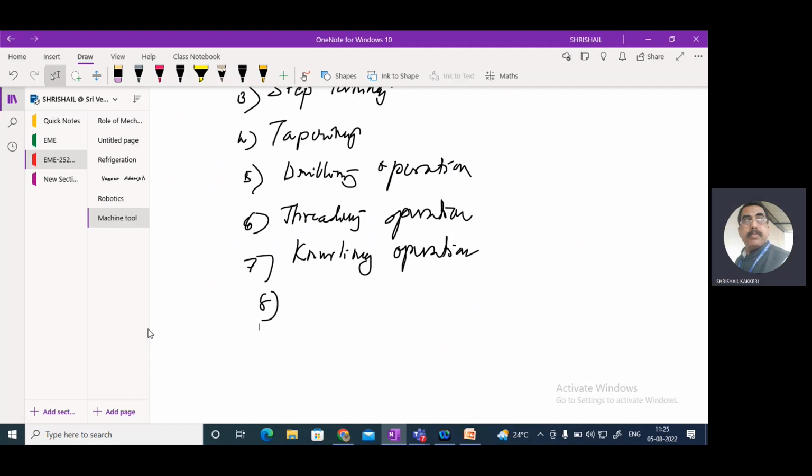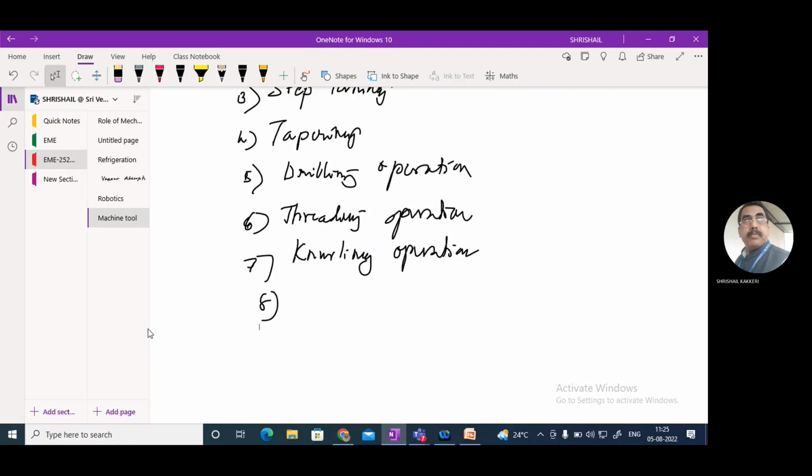What required speed? I don't want to explain it. If it is a threading operation, or I want to do a reaming operation, or a finishing operation of the plane turning, the speed will be different. Depth of thread will be different. All these are not to be discussed.